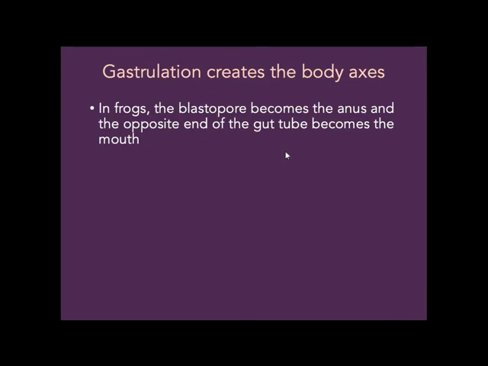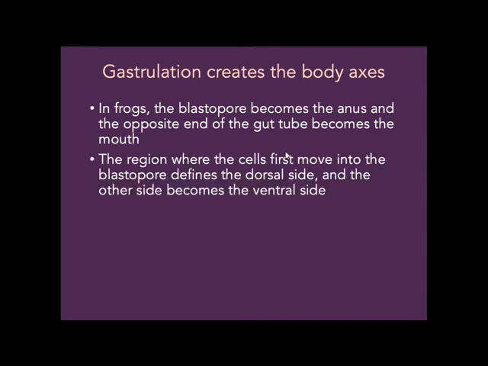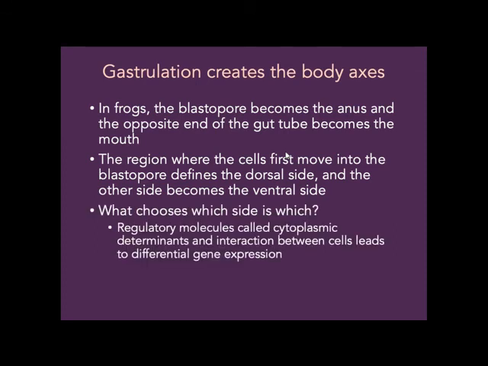So gastrulation is the start of the creation of the body axes, meaning which part is going to be the head, which is going to be the butt, which is the left, and which is the right, okay? So in frogs, the blastopore becomes the anus, and the opposite side of the gut tube becomes the mouth. The area where the cells first move into the blastopore will become the dorsal side, and the other side will be the ventral side. So what does dorsal mean? That's your back. Yeah, and what's the ventral? That's your belly. Yep.